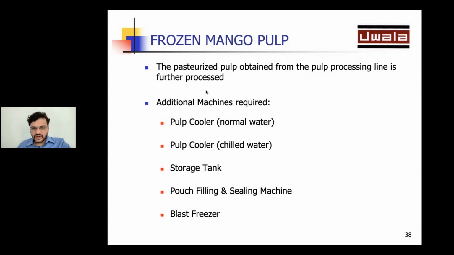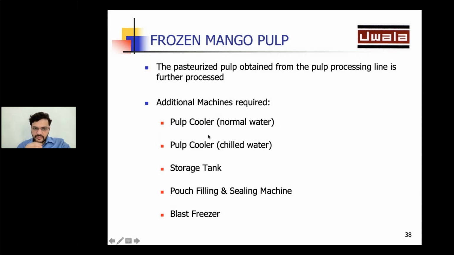So once we have the prepared pulp, it can be used for freezing. How do we do that? Which machines have to be additionally placed in the line in order to obtain frozen mango pulp? So I've listed them over here.